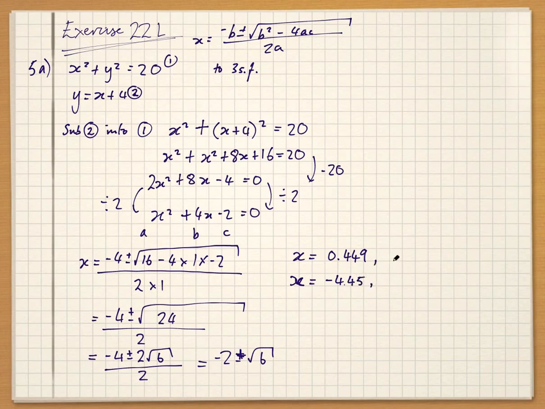And then looking at the original equation, y equals x plus 4. So y equals that plus 4. Of course, when I add 4 to that, then that's a significant figure, so I need to round that up to 4.45. And the reverse will be true here. When I add 4 to that, I'm going to get minus 0.449. And those are my 2 solutions. 2 pairs of solutions to that problem.